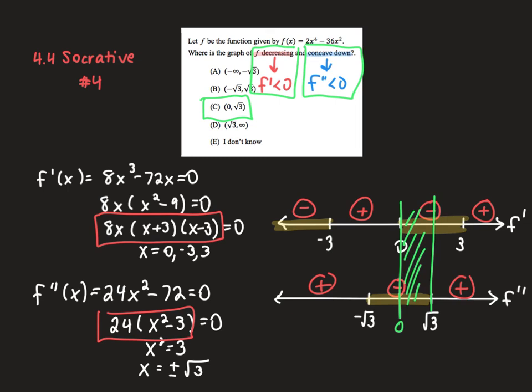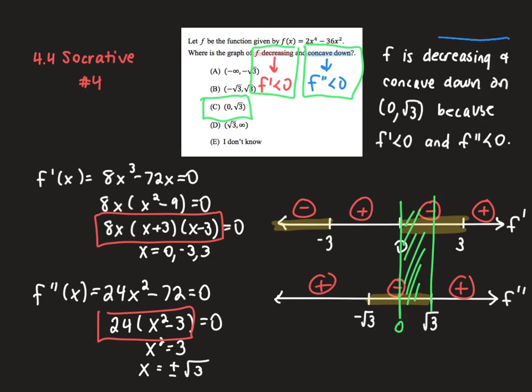My sign chart is enough to identify the answer, but it's not enough to justify my answer. So I would need to go and make a separate statement as to why I chose that interval. So f is decreasing and concave down on my interval 0 to square root of 3 because f prime is less than 0 and f double prime is less than 0. And that's enough to justify my answer. So multiple choice, nobody's looking for your justifications, but on open-ended, you would want to make sure that you sum everything up in a statement like this one.